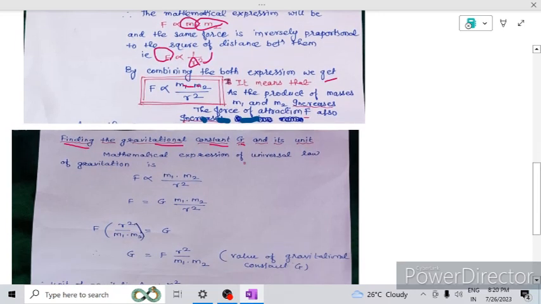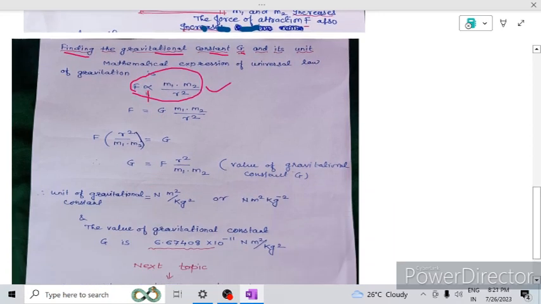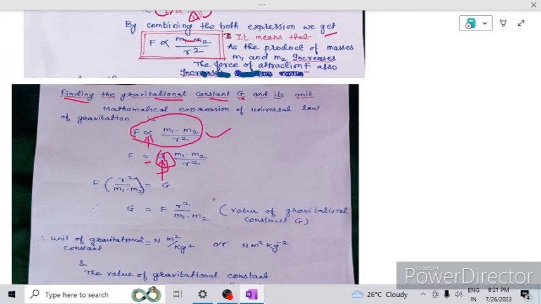The mathematical expression of the universal law is F is directly proportional to m1 times m2 divided by r squared. This is the mathematical expression. Now we have to remove this proportionality sign. When we remove the proportionality sign, we introduce an equals sign, and we have to introduce a gravitational constant. This G is nothing but the gravitational constant, where F equals G times m1 times m2 divided by r squared. Now we introduce G, the gravitational constant.